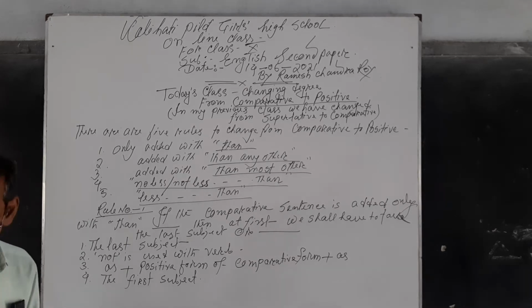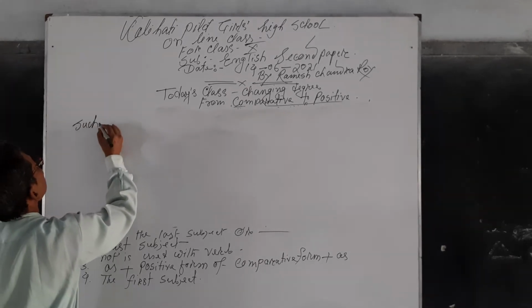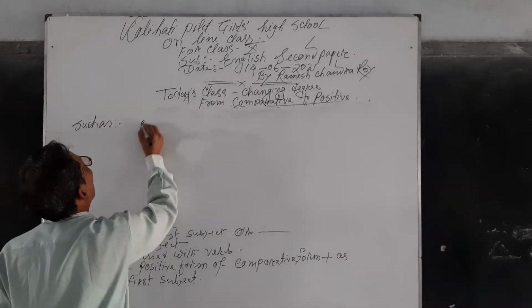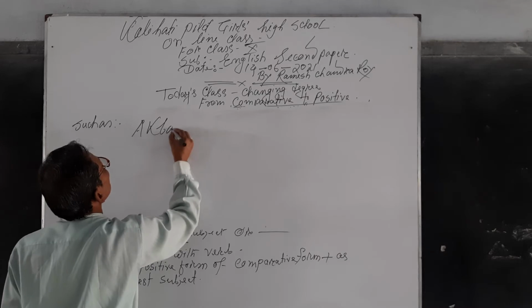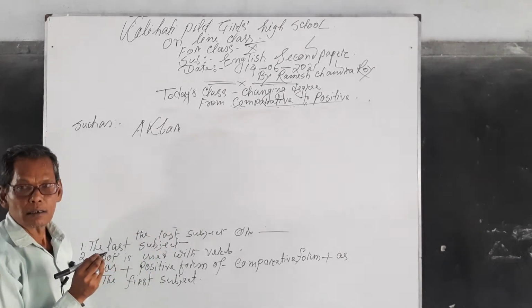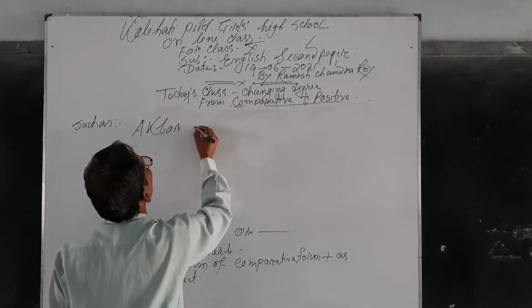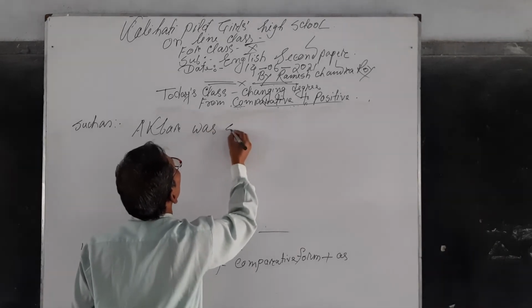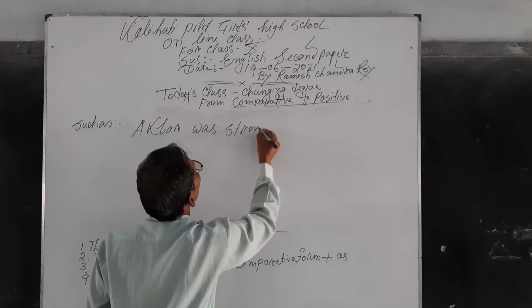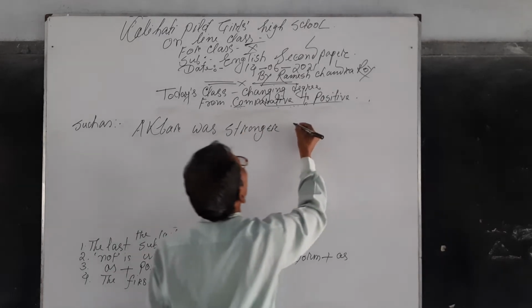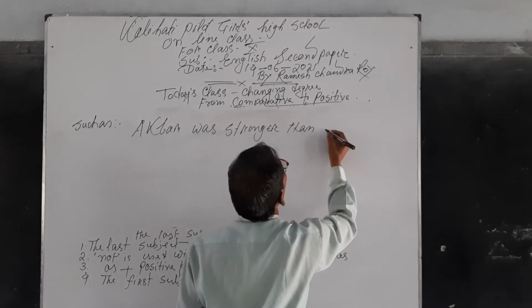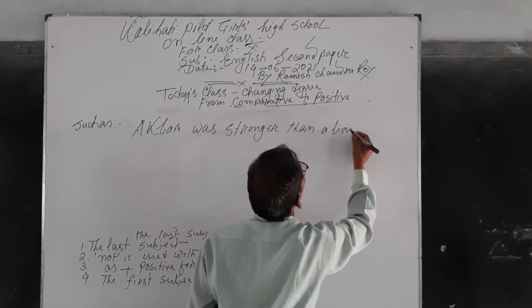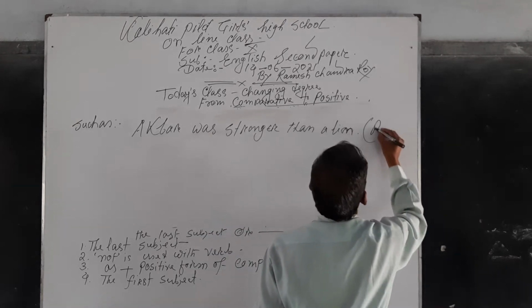Now, take an example. Such as, Akbar was stronger than a lion. Positive.